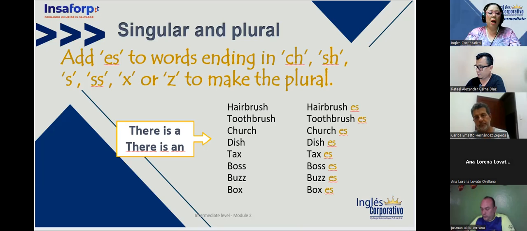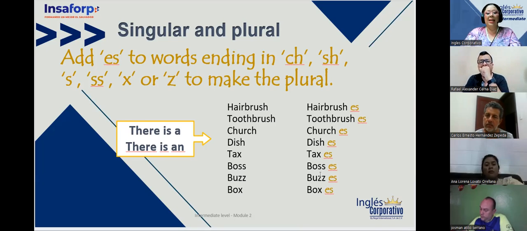For example, her brush, or hair brush, to her brushes. We add ES, her brushes. Toothbrush, es siempre brush, ¿verdad? Termina en SH. Toothbrushes. Church, churches. Dish, dishes. Tax, taxes. Bus, buses. Buzz, buzzes. Box, boxes. You see different endings? SH, CH, X, SS, Z. Okay, we add ES at the end.